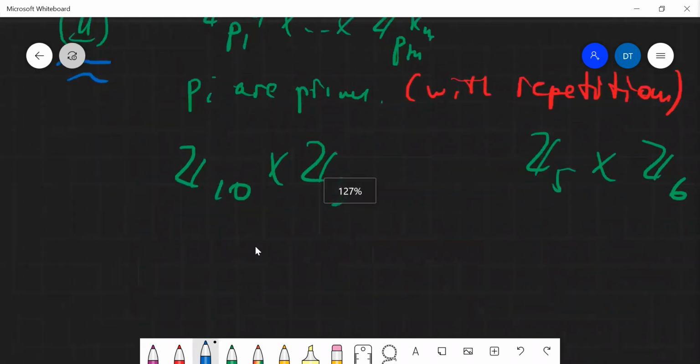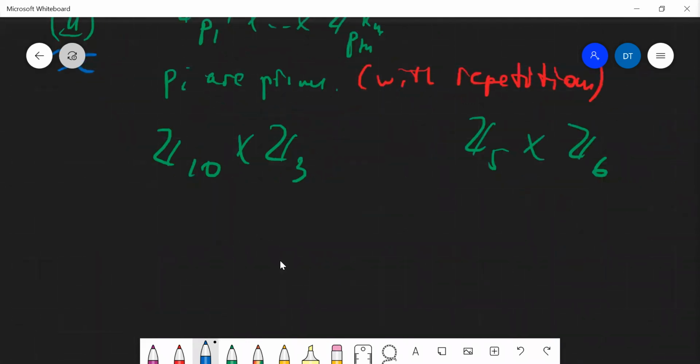You find each multiple which is not a power of a prime number. For example, here it's 10. 10 is a product of 2 and 5. So using the Chinese remainder theorem, this is just a product of Z5 and Z2. So the whole group is isomorphic to Z5 times Z2 times Z3.